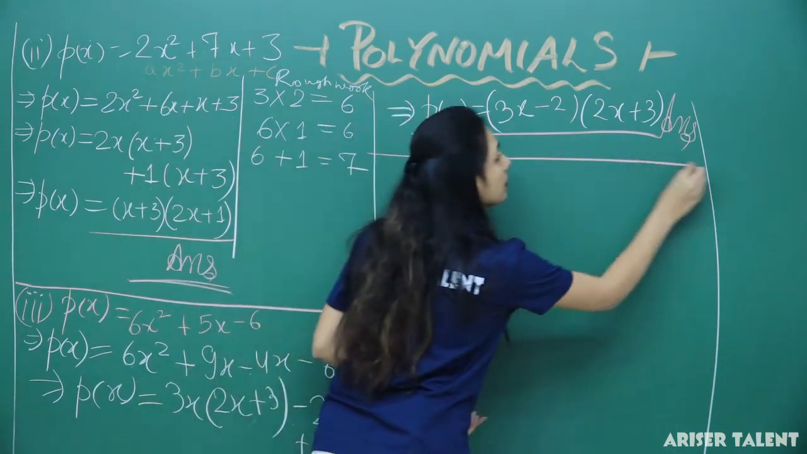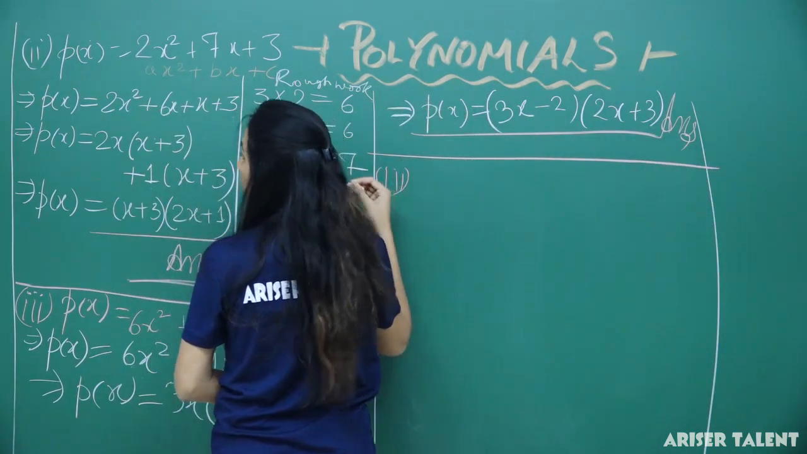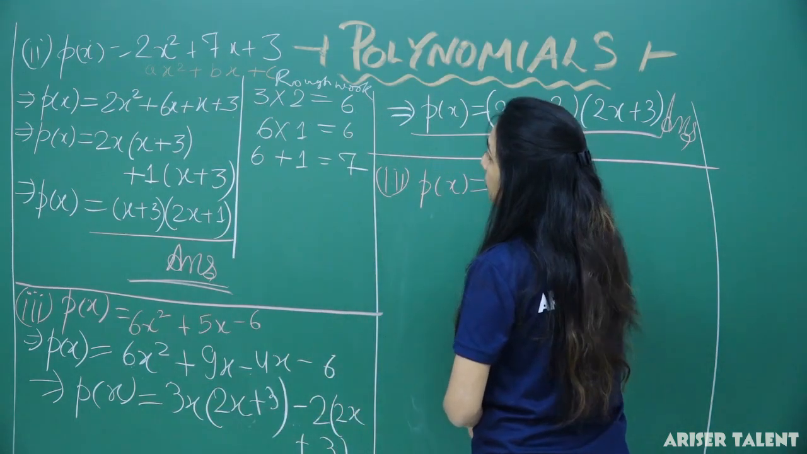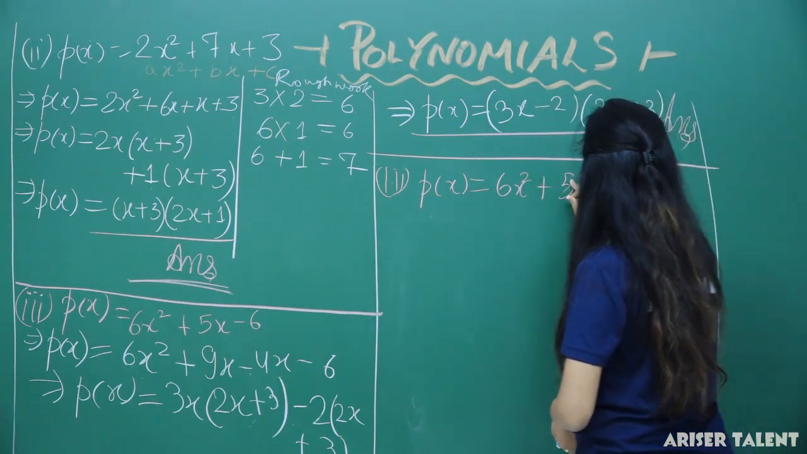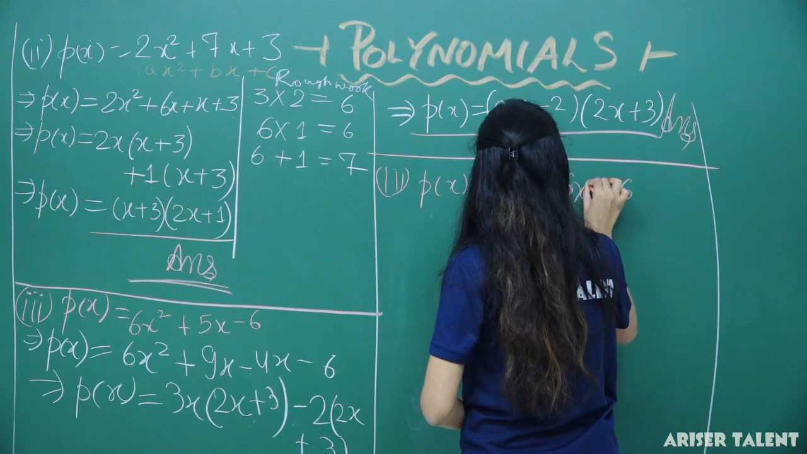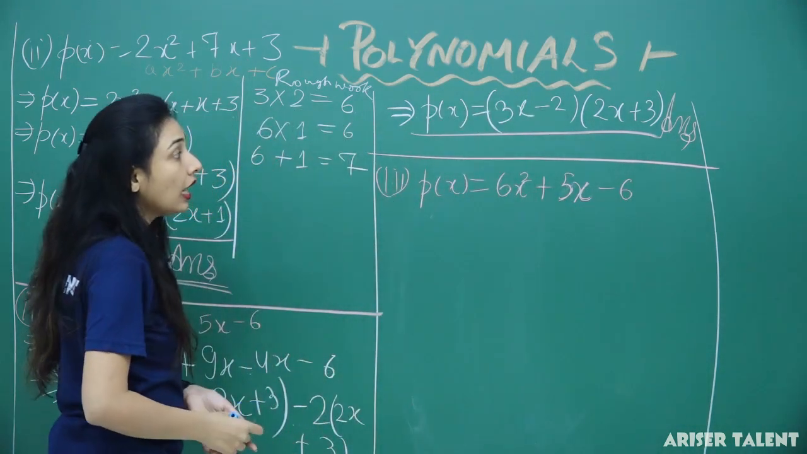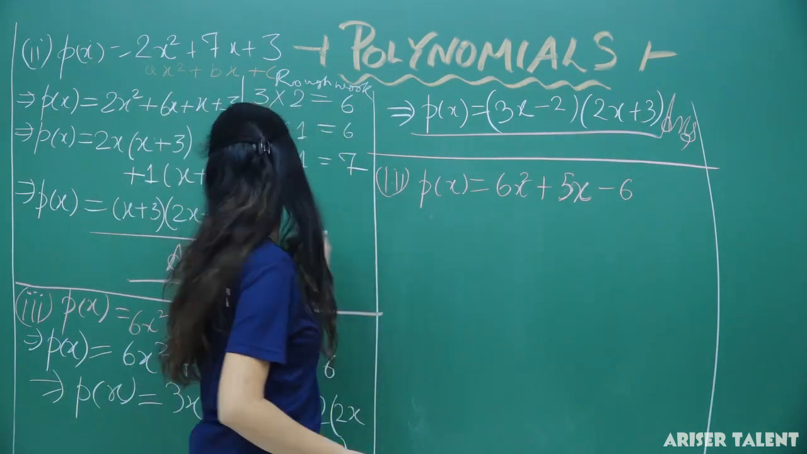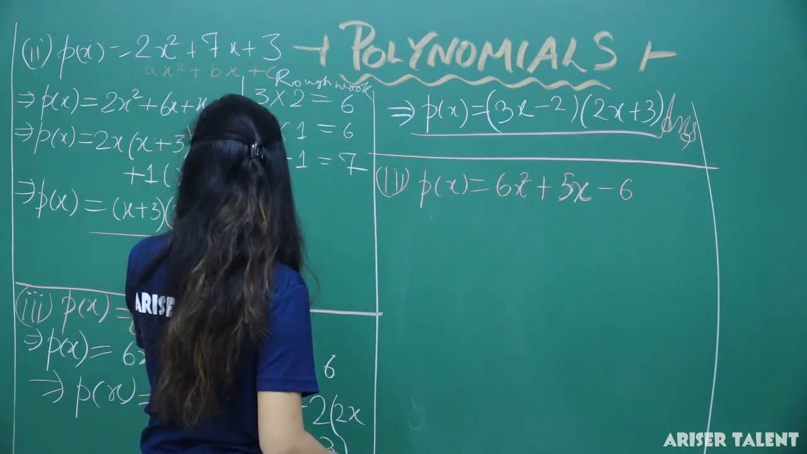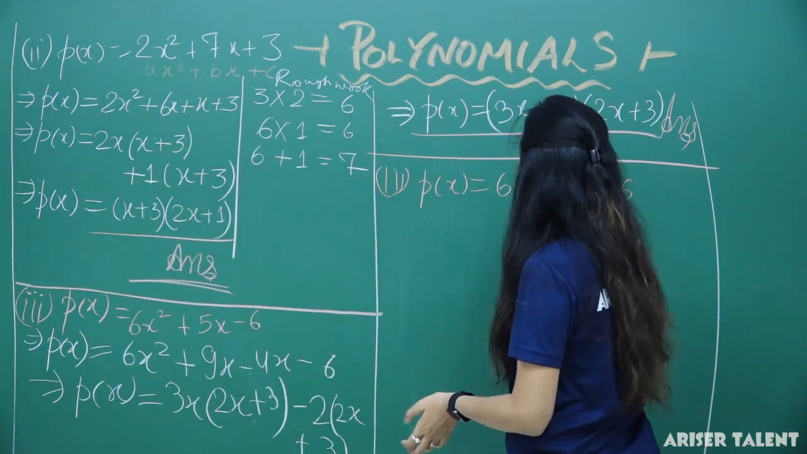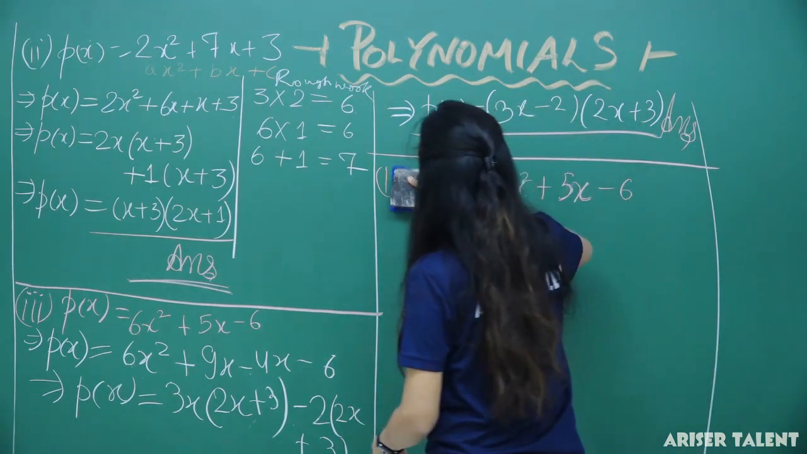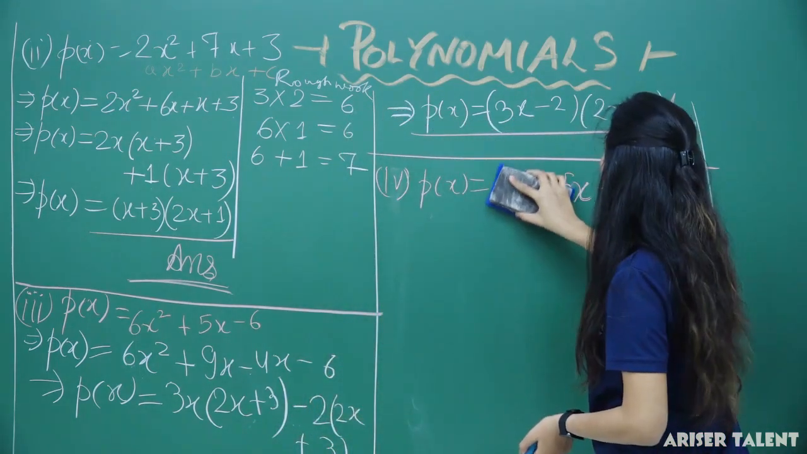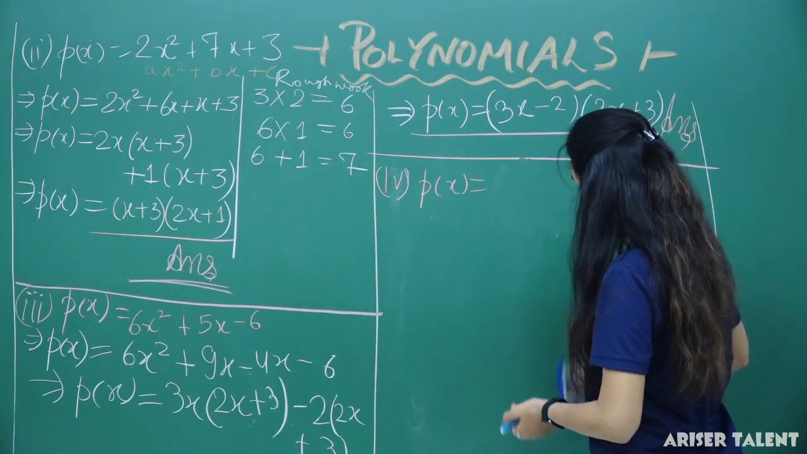Now, the third one, you are getting this third one as Px equals to 6x square plus 5x minus 6. Okay. Now, this is your Px. Again, the format is ax square plus bx plus c. Okay. So, what will you do? Again, we are getting the same question, second and third. Okay. We have done this third one. We have to write the fourth one. This is the third one. Okay. So, we are having this fourth one here.